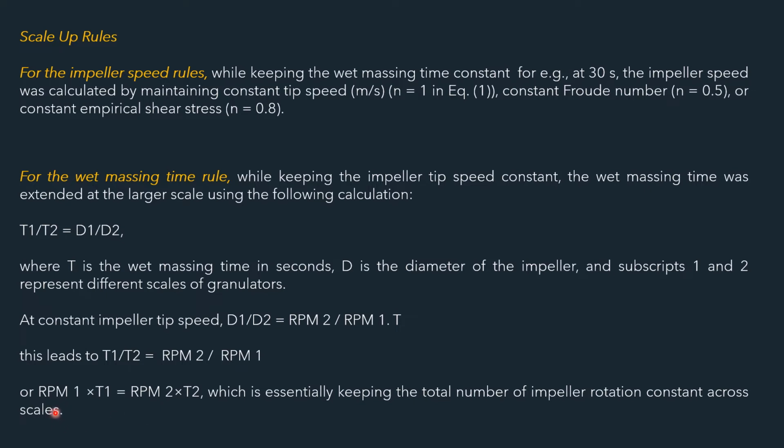The first scale RPM you know, because it is a lab scale. The first scale kneading time you know, right? The second scale RPM you can calculate by our earlier equation, because n was 1, so RPM 2 equals D1 by D2 multiplied by RPM 1. By that you can calculate the RPM 2 at the higher scale. Kneading time you can calculate by dividing by the RPM 2: T2 equals RPM 1 into T1 divided by RPM 2. So let's see practically how it can be done.